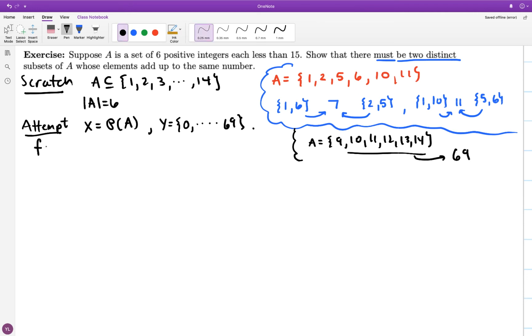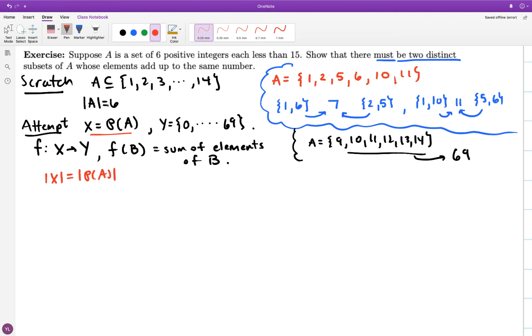If I set up a function that goes from x to y, and f of x, where x is a subset of A, I'm going to call it B. That feels more like a subset of A. So f of B is the sum of the elements of B. Then the way that the pigeonhole principle would be useful is that the cardinality of x was bigger than the cardinality of y, and that would force f to be not one-to-one, and hence you would have 2 different subsets of A that had the same sum of elements. Unfortunately, my attempt didn't work, because what's the cardinality of the power set of A?